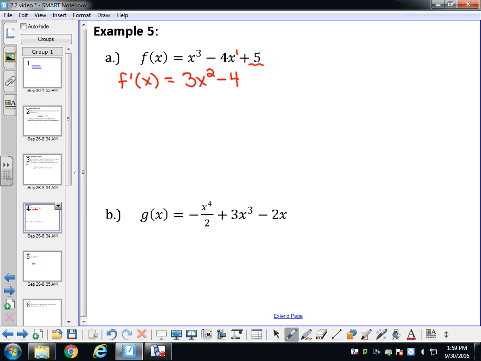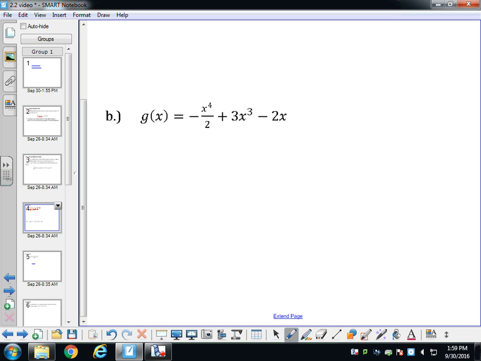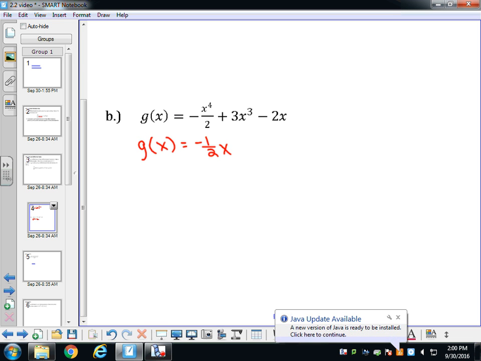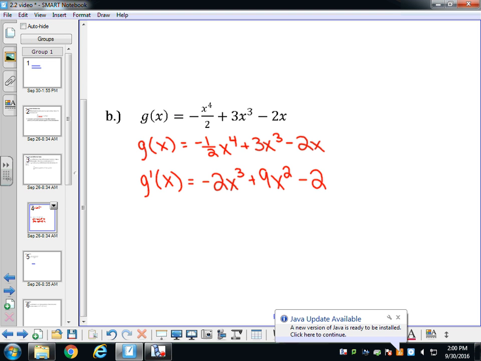For g of x, I'm going to first rewrite the first term. So I have negative 1/2 x to the 4th plus 3x cubed minus 2x. Now when I find my derivative, I'm going to use my power rule 3 different times. So my g prime of x is going to be negative 2x to the 3rd plus 9x squared minus 2. So that's going to be my derivative of g of x.